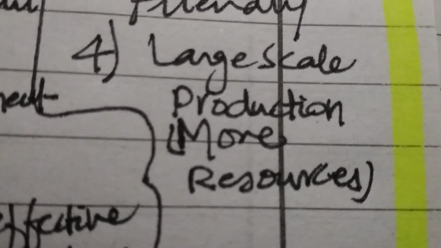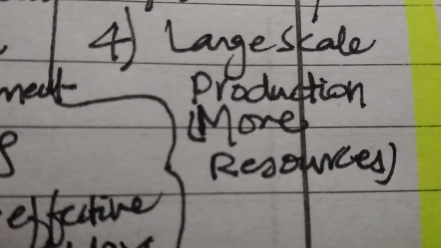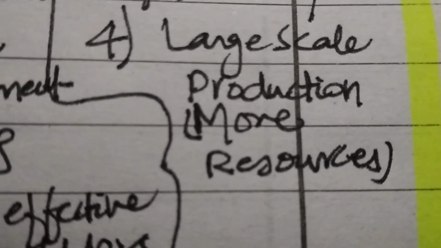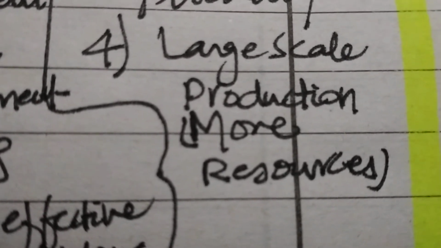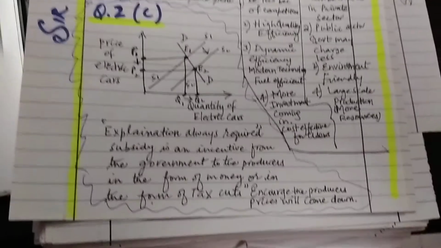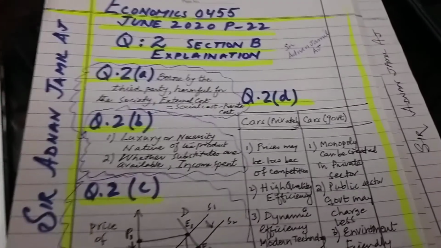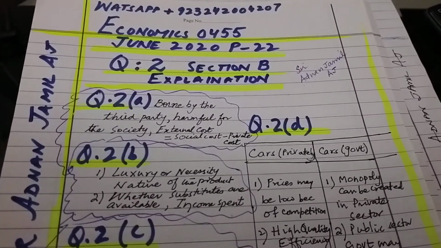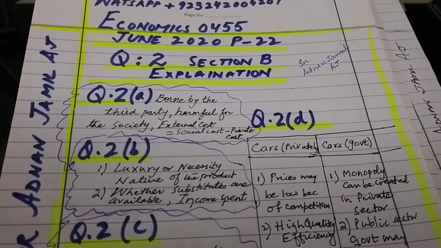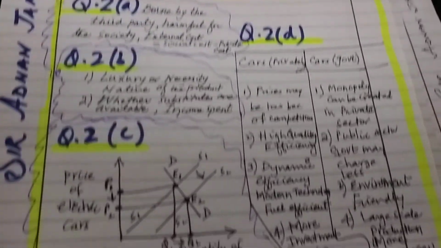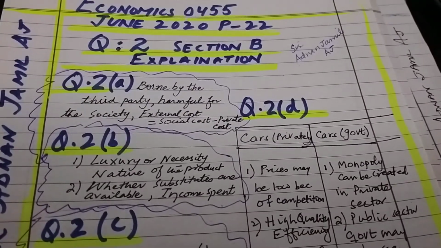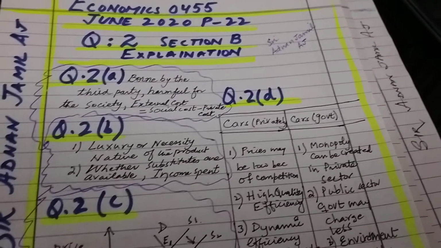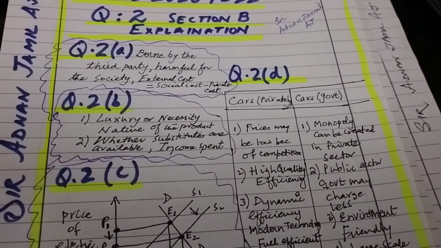If we assume that the government has more resources than anyone else, than the private sector, they can utilize larger scale production, economies of scale, and reduce the cost of production. So that's it, my students. We have seen question number 2 of paper 22, June 2020. It was a good question comprising of the initial topics of the economics, IGCSE, and the O levels. Thank you.